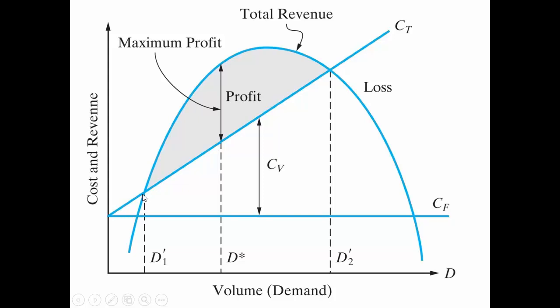And why is it that we have this range of profitable demand from D prime 1 to D prime 2? Who can explain why if we sell fewer items we're not profitable, and why if we sell more items than D prime 2 we're not profitable? So let's start with, if you sell less than D prime 1, what's the explanation for why you don't have a profit?